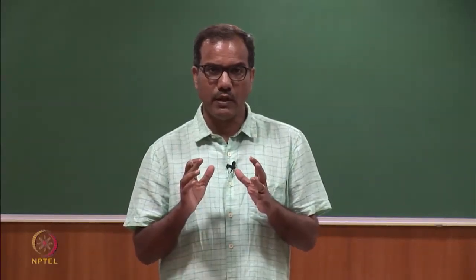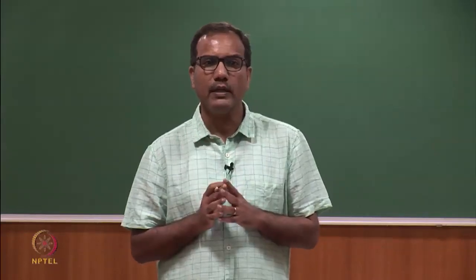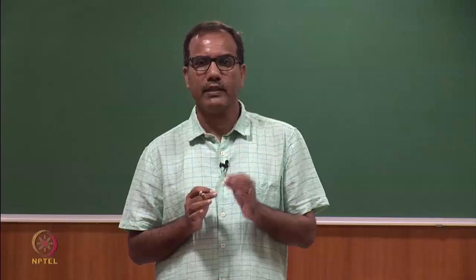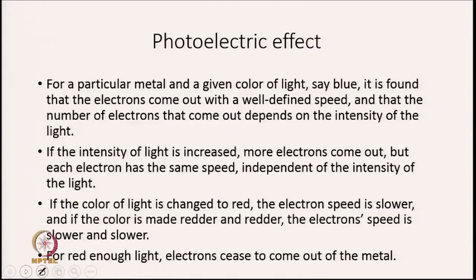So the observations were, for a particular metal and a given color of light, say blue, it was found that electrons come out with a well defined speed, and that the number of electrons that come out depends on the intensity of the light. If intensity of light is increased, more electrons come out, but each electron has the same speed. So electron speed doesn't change with intensity of light. It is basically independent of the intensity of light. This is in contrast to what is expected if you consider light as a wave.